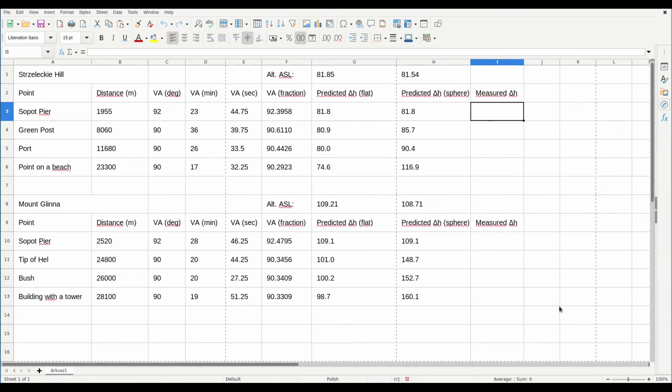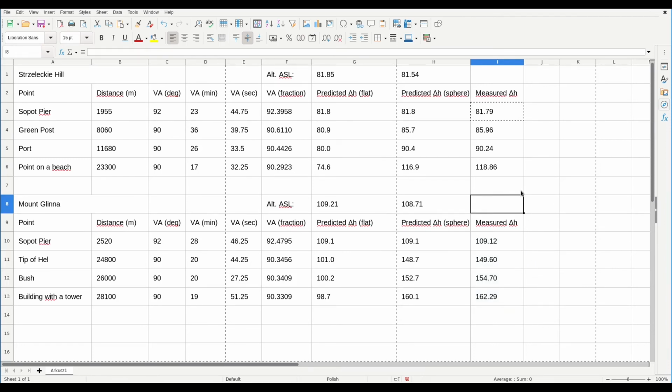With the predictions filled in, we are ready to enter the formulas calculating the delta H implied by the measurements. So here we take the distance from column B and multiply it by the tangent of the angle in radians. And the angle is the vertical angle from column F, and we subtract 90 from it. Okay, and that's it. So that's the measured delta H, and now we just copy this formula here, and we also copy it here.